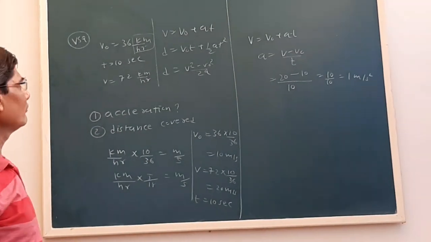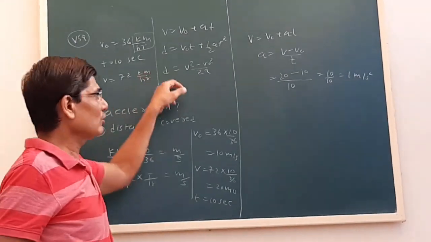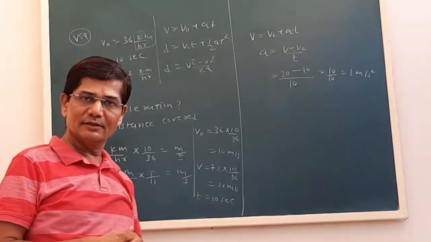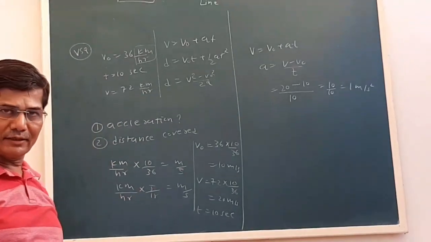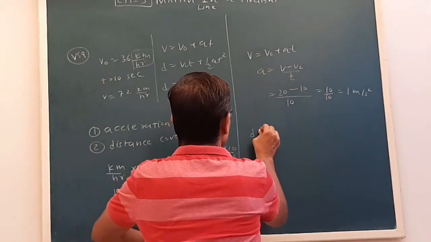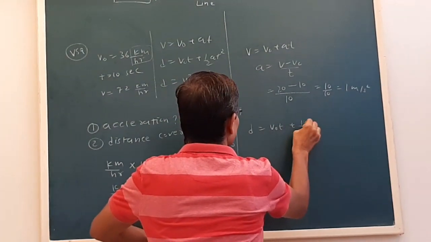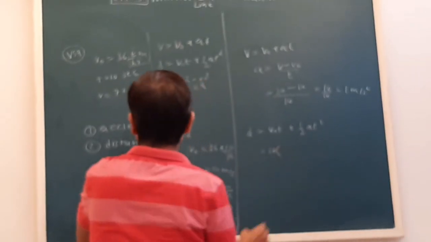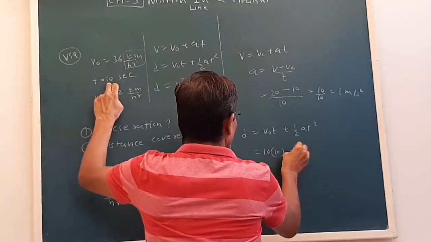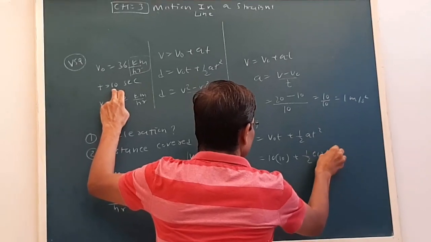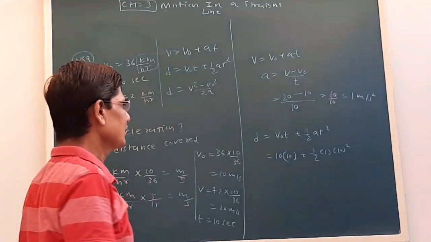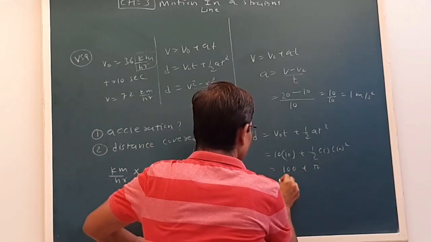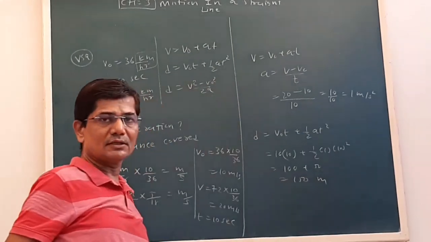Secondly, we have to find out the distance covered. We have two equations, and by both equations we will get the same result. Now, d is equal to v0 t plus half at square. Here v0 is 10, the time is given as 10 seconds, plus 1 by 2, a is 1, time is 10 square. So this is the distance covered, 150 meters.